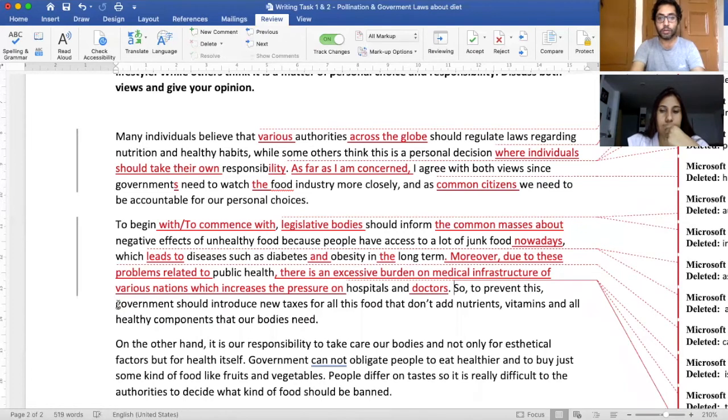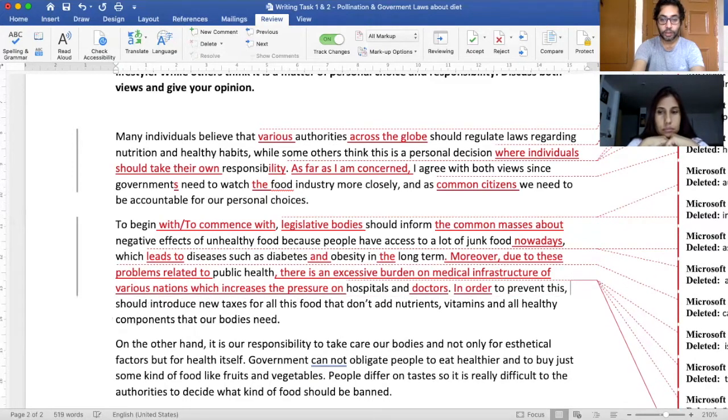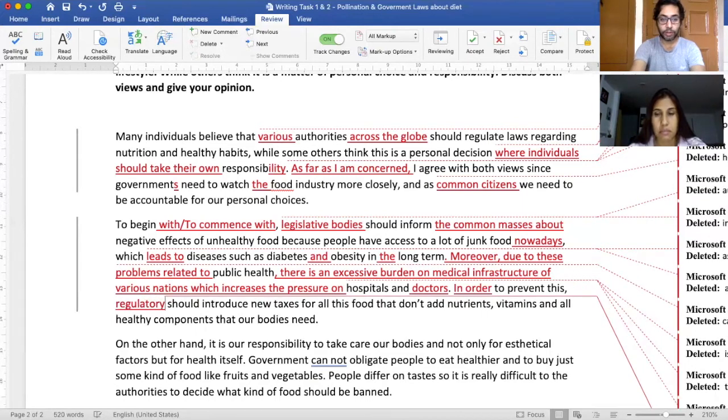In order to prevent this, which government? Many governments, no. Governments we have written already or not? Okay. Governments we have written. Legislative body is written. Authorities written. So regulatory bodies. Okay, so these are all synonyms. You can keep them.